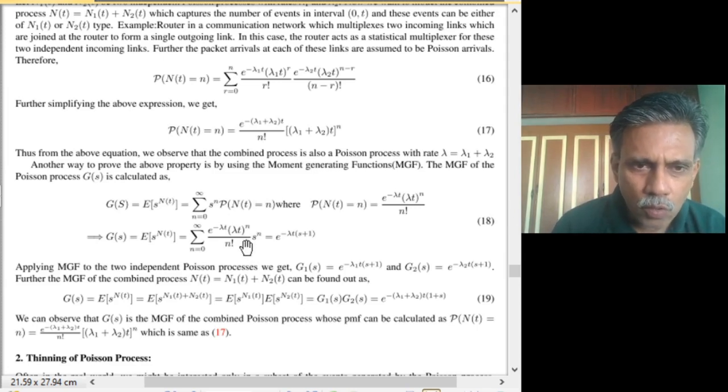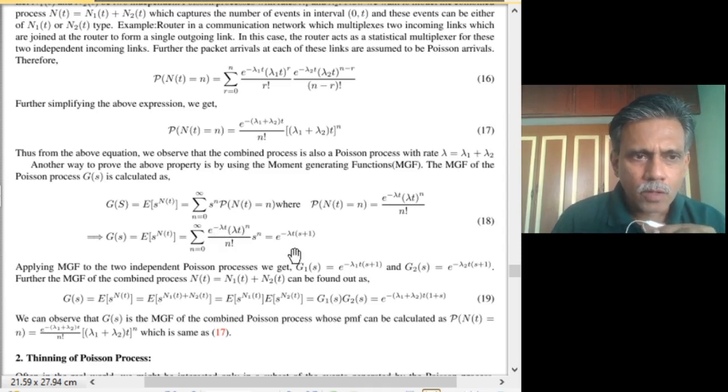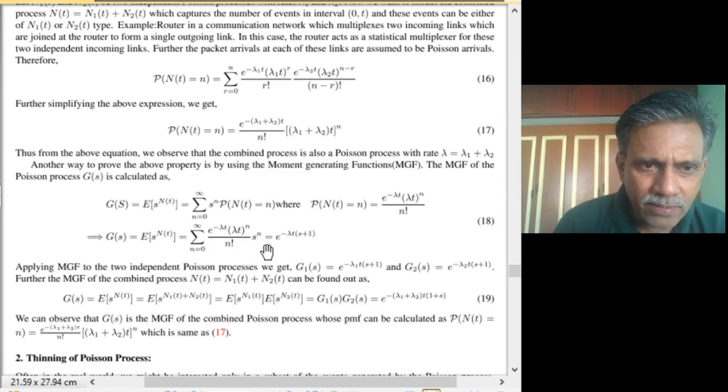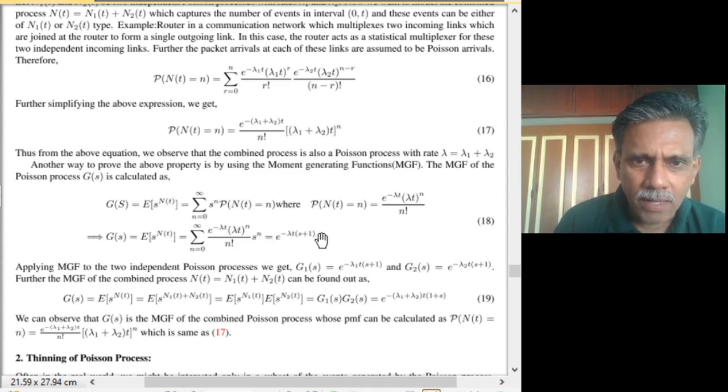So what we have is simply e power of lambda t s, and then another factor e power of minus lambda t. So we essentially have e power of lambda t into s minus 1.